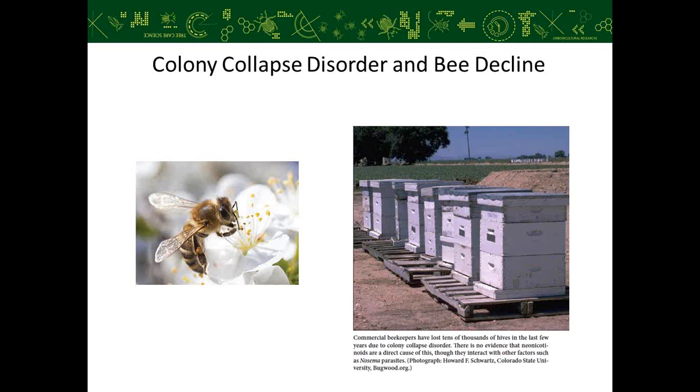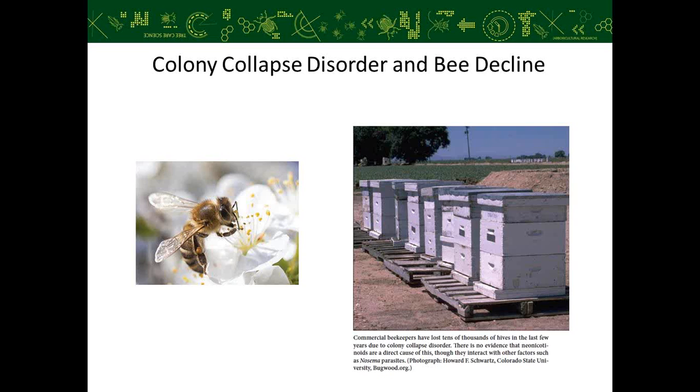To start off, I'd like to discuss a phenomenon called colony collapse disorder and another more generalized phenomenon called bee decline, because I think it's helpful to know the history. And a lot of the research around these two phenomena have led to potential implications with different pesticides over the years, some of those grounded in science, and some of those more opinion or false claims.